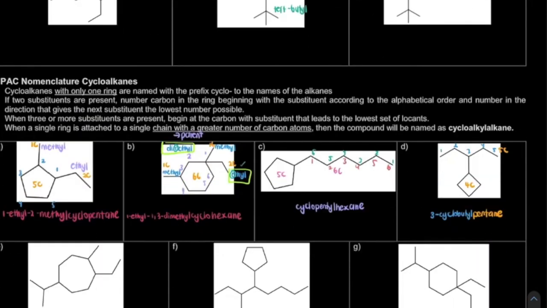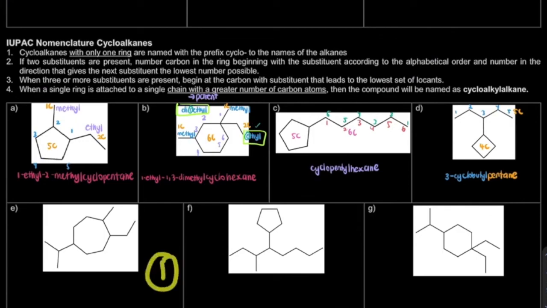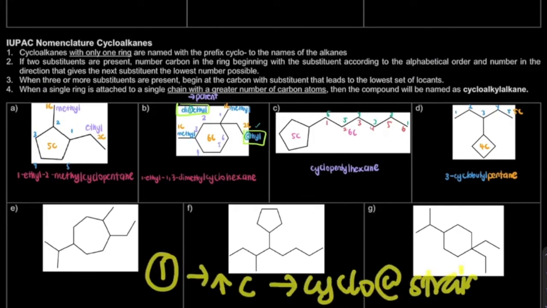Okay, so question E, F, G, you should try it yourself. Okay, but then remember, before you gonna name it, tengok dulu mana satu yang banyak carbon, cyclic ke yang straight chain. So yang banyak tu akan jadi parent.